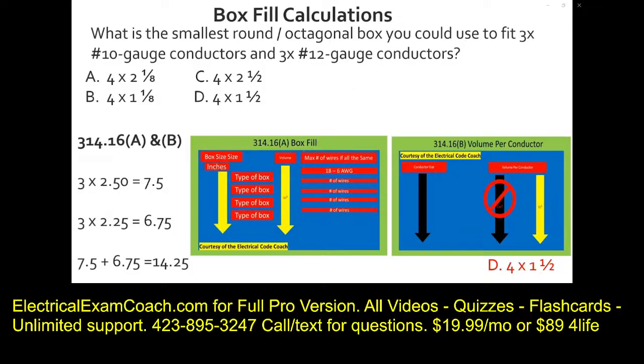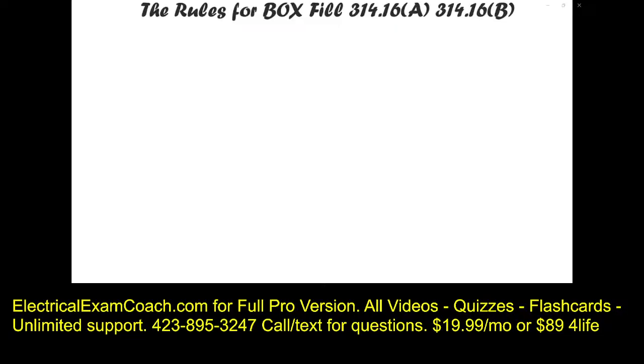Great job. Now let's learn about the rules for box fill. We're getting ready to cover a lot of ground, and this is something that you have to master. But don't feel like you have to master it in one pass. Watch this part of the video over and over until you thoroughly understand it. We're going to learn how to count conductors now for our box fill calculations.